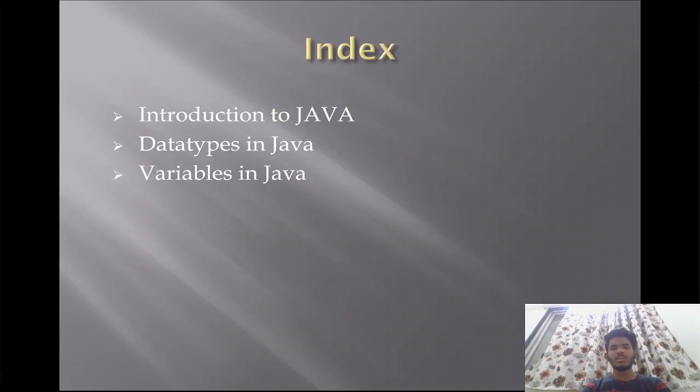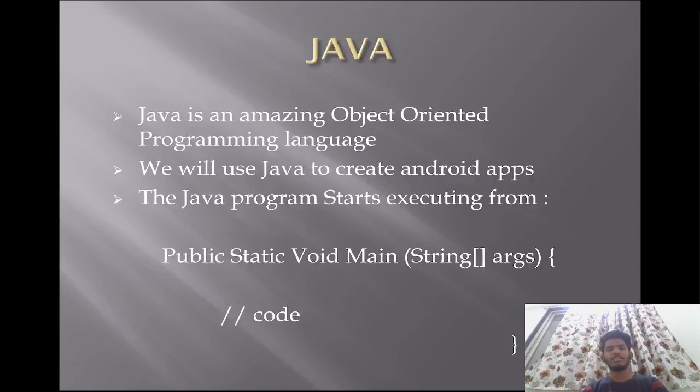In today's video, we are going to see the basics of Java, what the data types of Java are, and what variables are in Java. Java is an amazing object-oriented programming language. In Java, we can use classes and objects. That's why it is an object-oriented language, just like C++. We will use Java to create our Android apps, for logic building for our Android app.